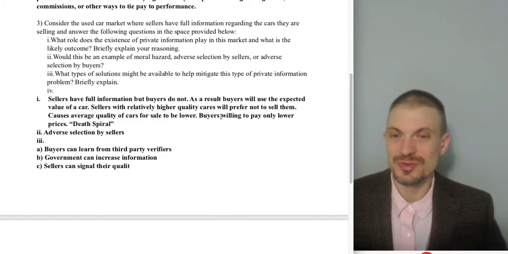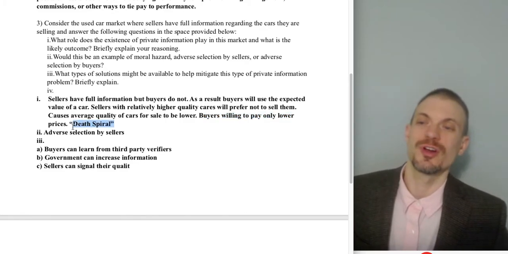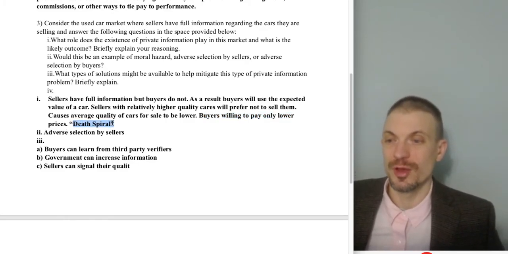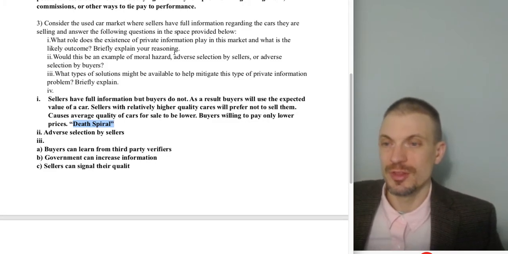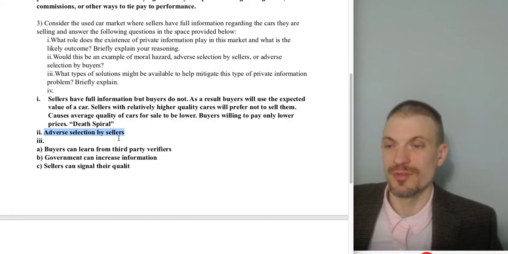This leads to the situation where buyers are only going to be willing to pay lower prices. This is our death spiral, meaning that this will destroy the market for the good cars. Only bad cars will be available to sell. This is an example of adverse selection by sellers. This is going to be the problem where, on average, bad cars will be those offered for sale.